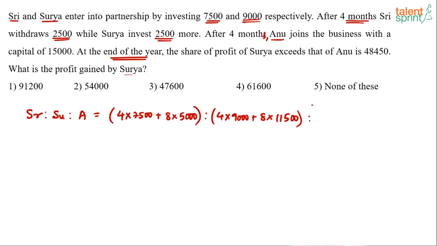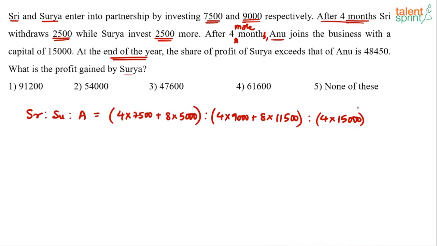Now, there's one point to be noted here, that after 4 months can have different meanings, but here the context is after 4 months of this change. So basically, it's not after 4 months from the beginning. It is after 4 months of the second change. So already there is a change of 4 months in Sri and Surya's investments. And after that, 4 months have passed. And then Anu joins the business with a capital of 15,000, right? So basically, it means after 4 more months. Strictly, it is like after 4 more months. So basically, Anu joins after 8 months. If Anu joins after 8 months, her investment was there only for 4 months, in the last 4 months. And how much did she invest? 15,000. So basically, this is the calculation required.